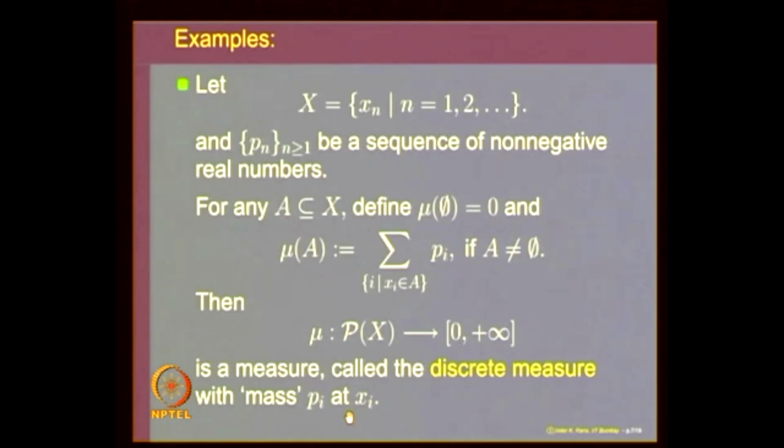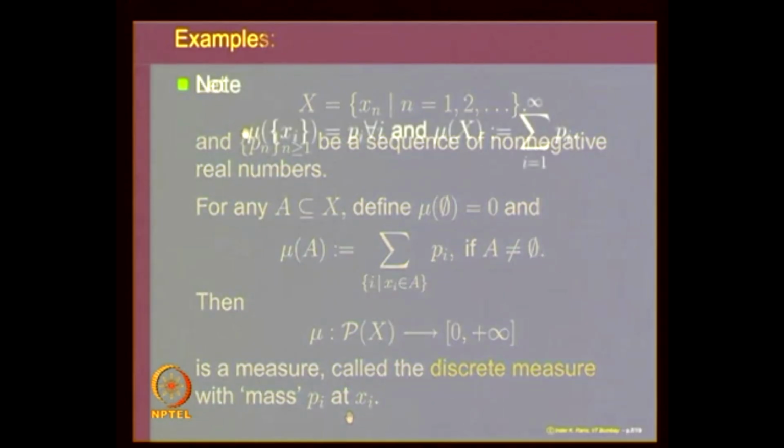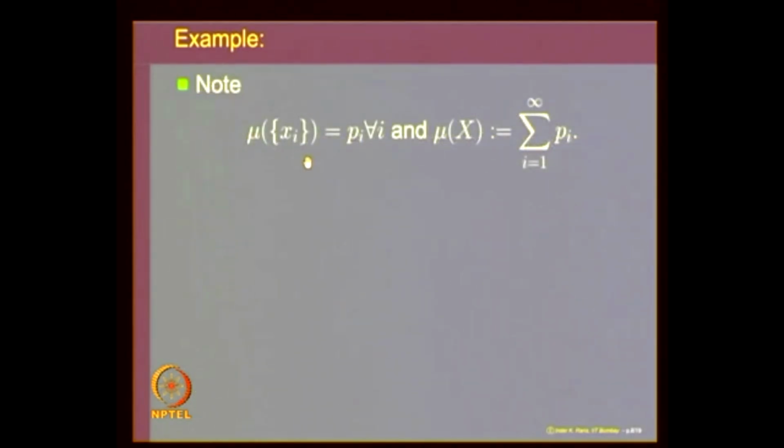So this is what is called a discrete measure because it is given by a sequence, and pi is called the mass at the point xi. So as we observed, mu of the singleton xi is equal to pi for every i, and mu of the whole space, which is equal to the summation of mu of the singletons, that is pi. So mu of X is equal to the summation of pi's.